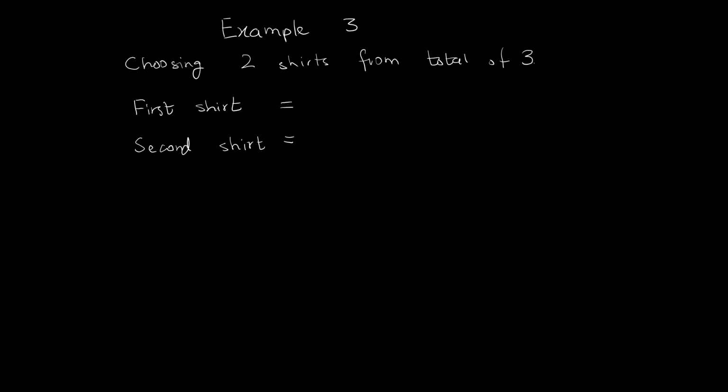now since there are a total of three shirts, we'll have three choices for the first shirt. But now, as we have chosen the first shirt, the total number of remaining shirts would be reduced by one, and the number of choices for the second shirt would be two.